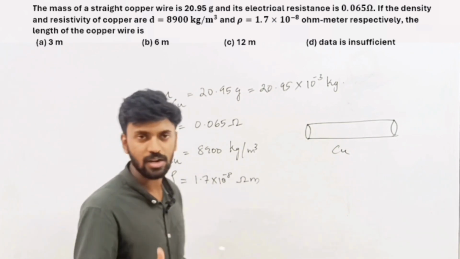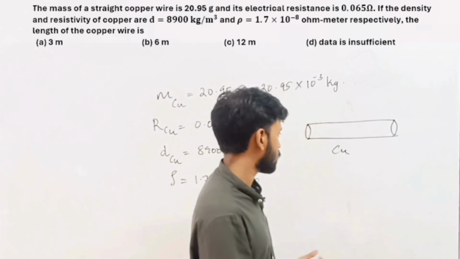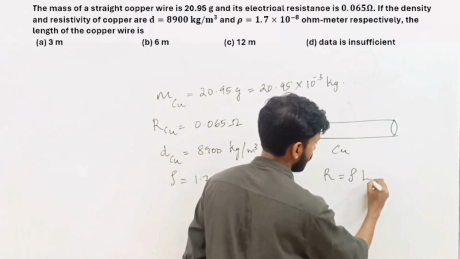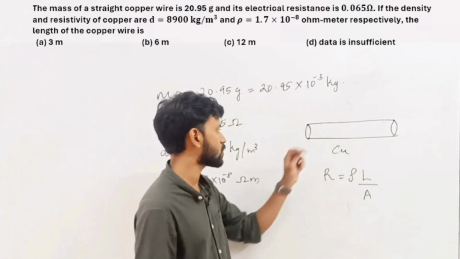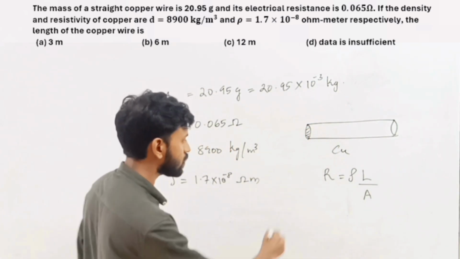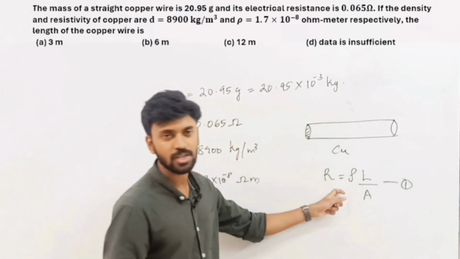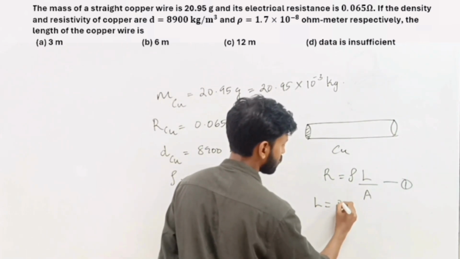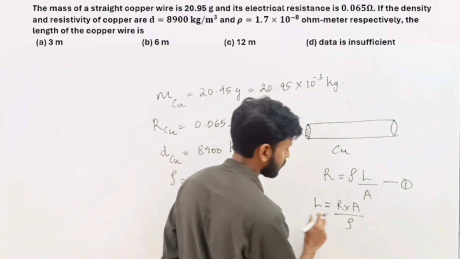So there is a relation between resistance, the length of the wire, and the area of cross section. So we have studied the relation: resistance R is equal to rho into L by A, where L is the length of the wire and A is the cross sectional area, which means the cross sectional area of the wire. Okay, let us name this as equation number 1. So from this equation, if I want to find out the length of the copper wire, which is L, it will be equal to what? Resistance into area by resistivity, right?